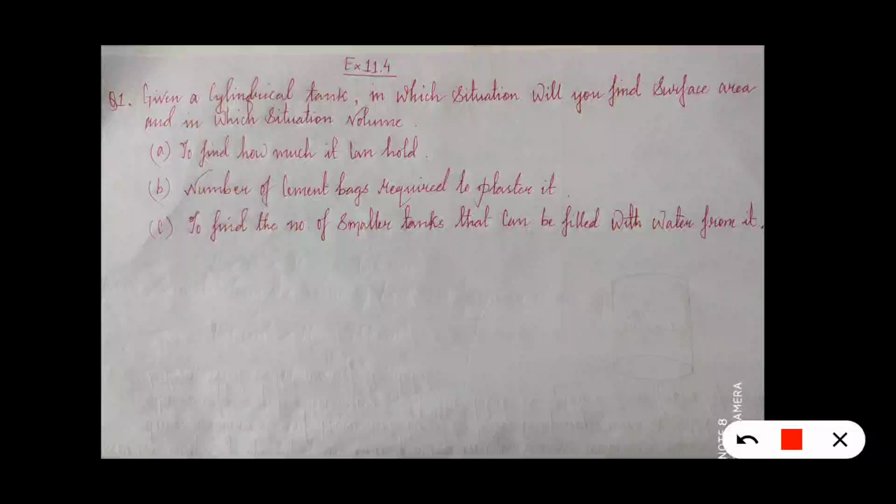So today we are in exercise 11.4, my dears, in the same chapter, mensuration. I forgot to mention the date. Please mention the date on the top of your copy. Okay, let's start with question number 1.